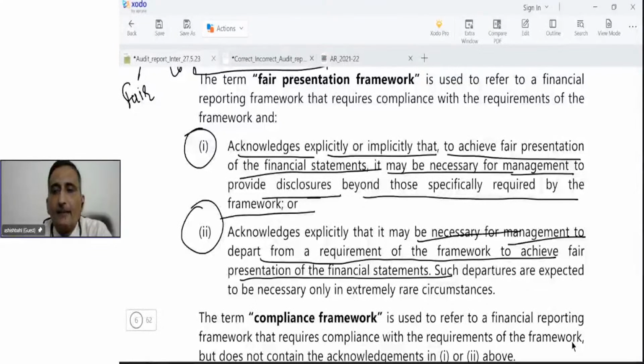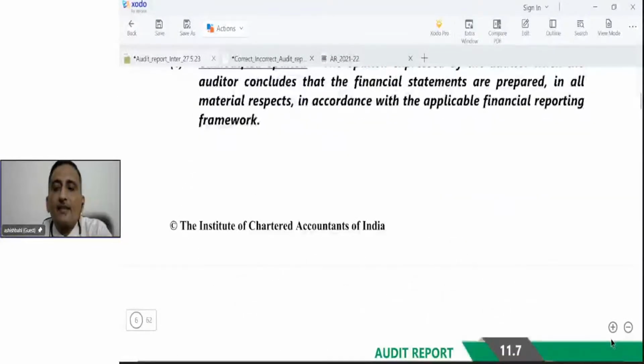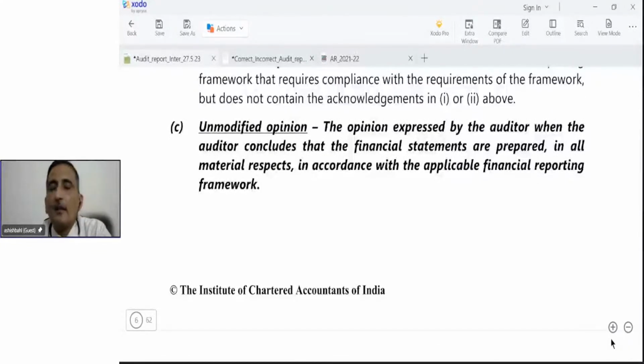क्लियर गाइस? अब नाउ व्हाई वी आर स्टडीइंग दिस? We are studying this because it is related to the language of the opinion of the auditor. Why have we studied what is fair representation framework and compliance framework? Because the language of the opinion of auditor is related to it.